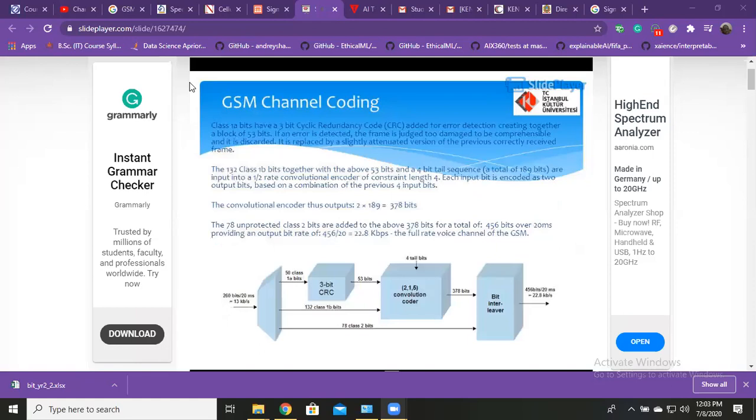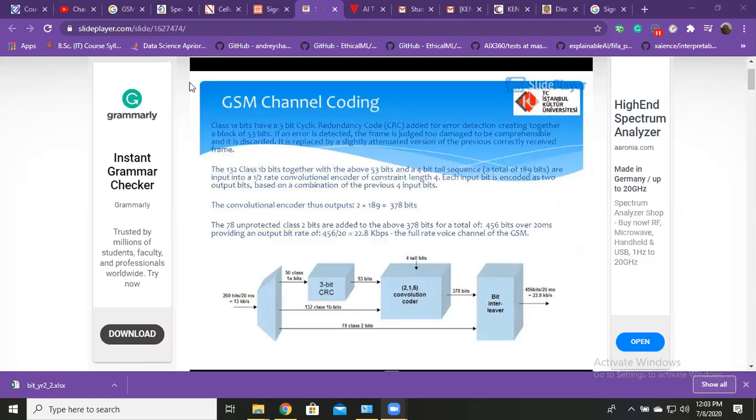GSM channel coding. Class 1A bits have a 3-bit cyclic redundancy code, CRC, added for error detection, creating together a block of 53 bits. If an error is detected, the frame is judged too damaged to be comprehensible and it is discarded. It is replaced by a slightly attenuated version of the previous correctly received frame.